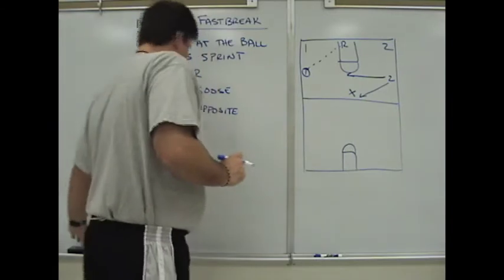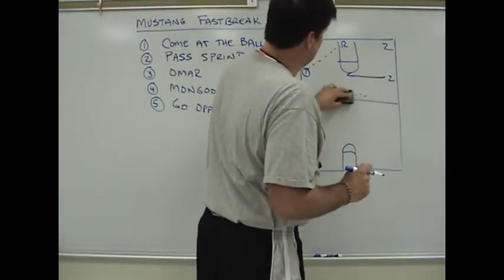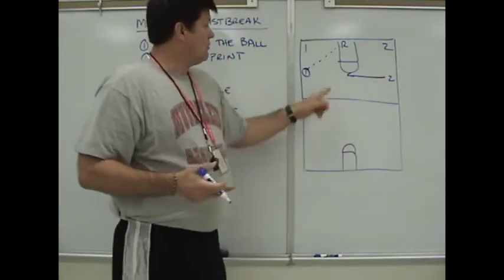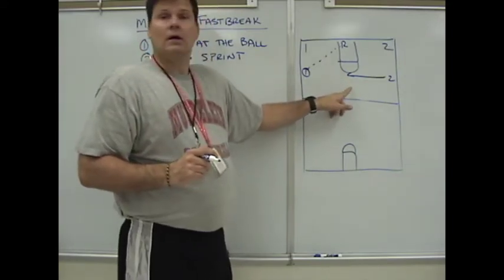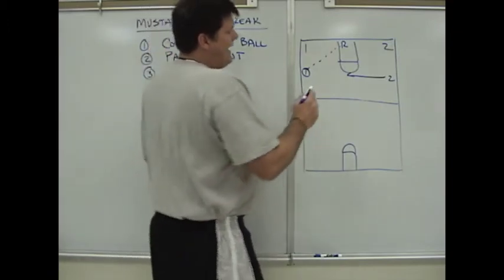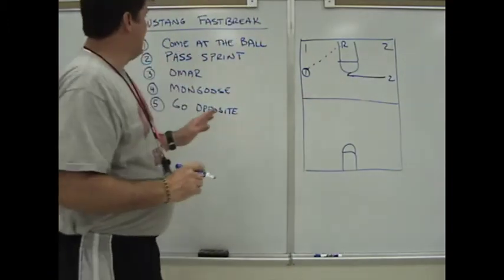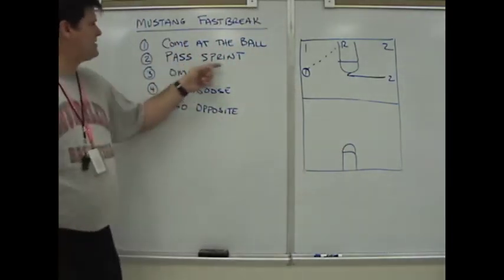If I come at the ball like this, 2 comes at the ball, the defender's got to make a choice. Do I want to stop this pass, or do I want to stay ahead of the ball? Those are the choices I had to make. If I want to stay ahead of the ball, the pass comes in the middle, and we run our break normal. If I want to deny this pass, that brings us to the pass sprint.